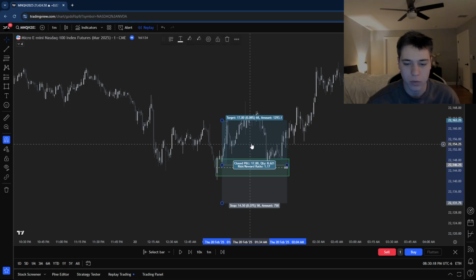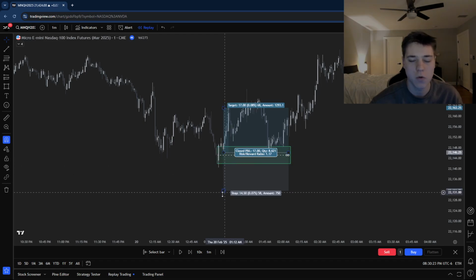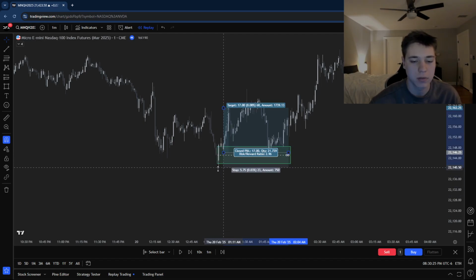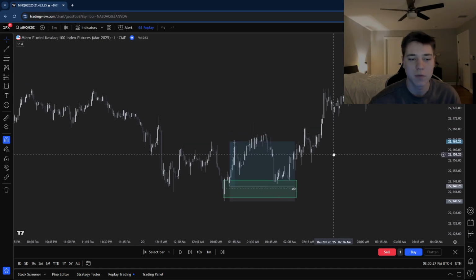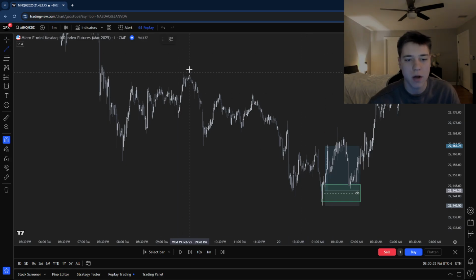Or wherever you want it to be. That's going to be my entry at the order block right there. I'm going to put my stop loss below these lows since it's not that big of a move. And I want my final take profit to be at these highs right here. Okay, so this is going to be my final take profit.